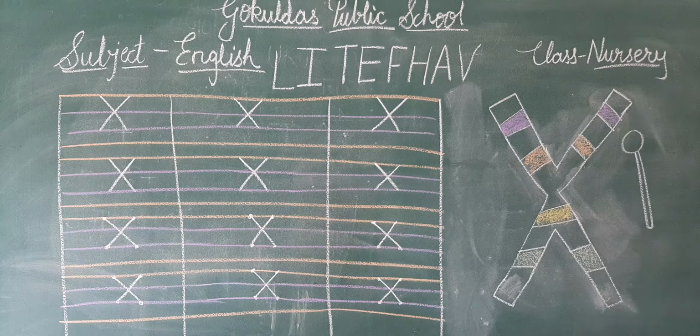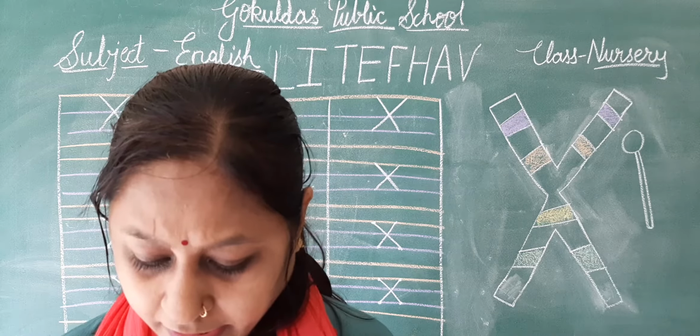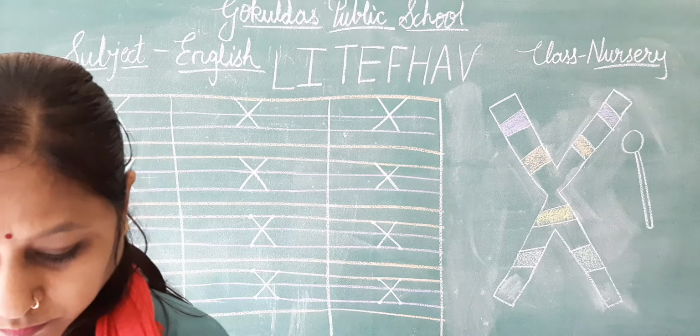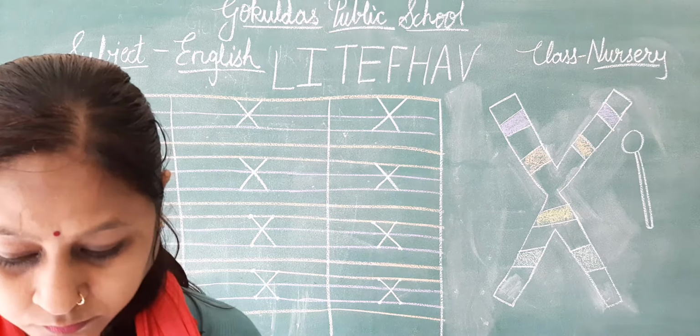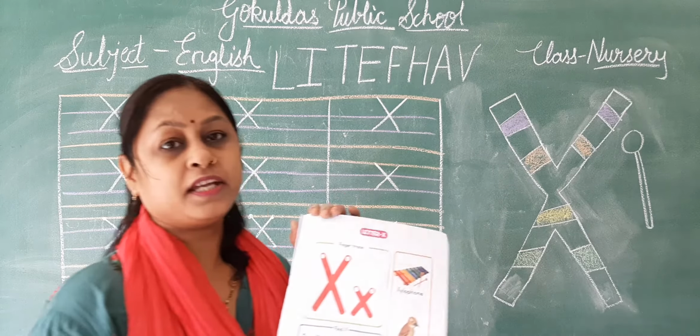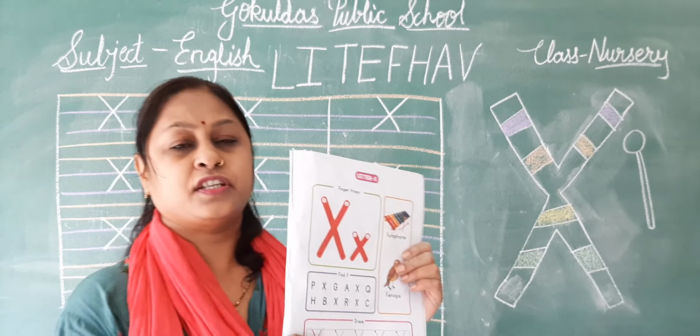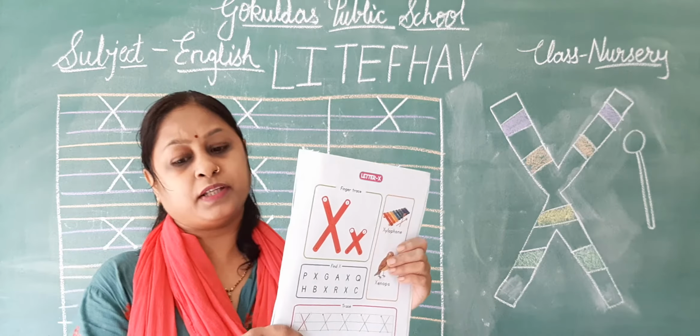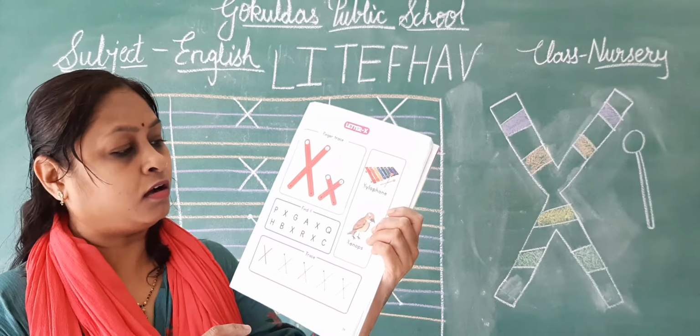So, like this you have to complete this in your notebook, and your work is also there in your book. In your book you have to complete it. Yes, in your book, page number 6. You have to complete that letter X in your book. Right? So, look here. Page number 39. You have to complete this in your book, right?